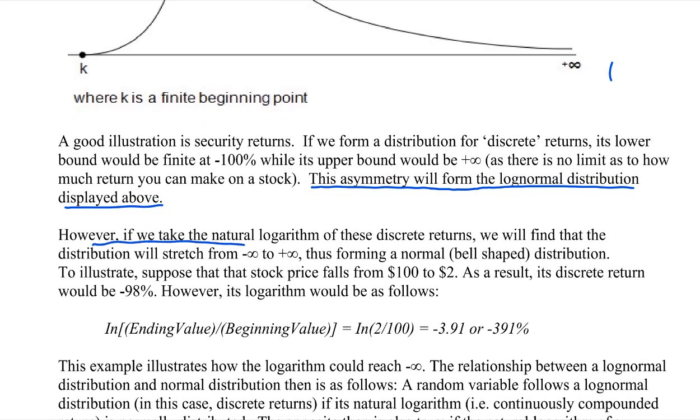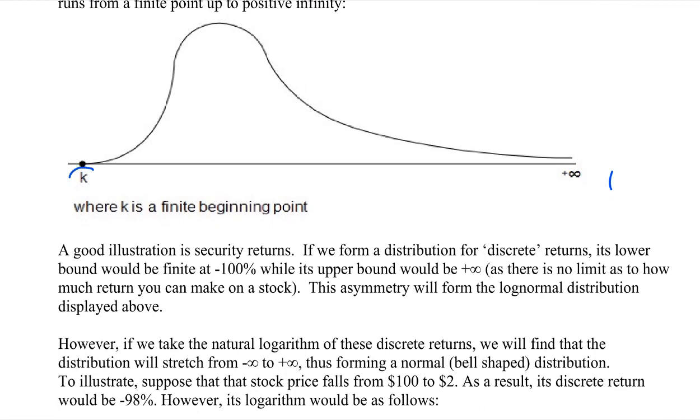Now, however, if you take the natural logarithm of these discrete returns, we will find that the distribution will stretch from negative infinity to positive infinity, thus forming a normal, i.e. bell-shaped distribution. So here's what it's saying. These are discrete values, so it's minus 100% if you're looking at discrete returns. But if you find the natural logarithm of these discrete outcomes, in other words, if you plot the natural logarithm of all these values, then you would actually get a normal distribution. In other words, you'd get that symmetric bell shape.